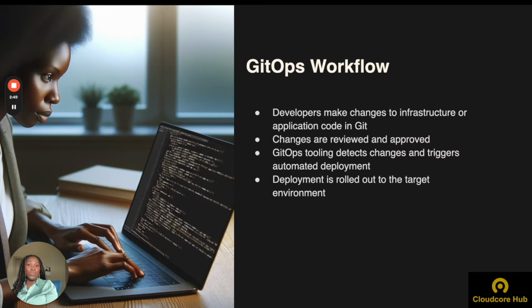So the workflow for this project will be: developers will make changes to infrastructure or the application code in Git. Changes are reviewed and approved. GitOps tools detect these changes and trigger automated deployment, and deployment is rolled out to the target environment.